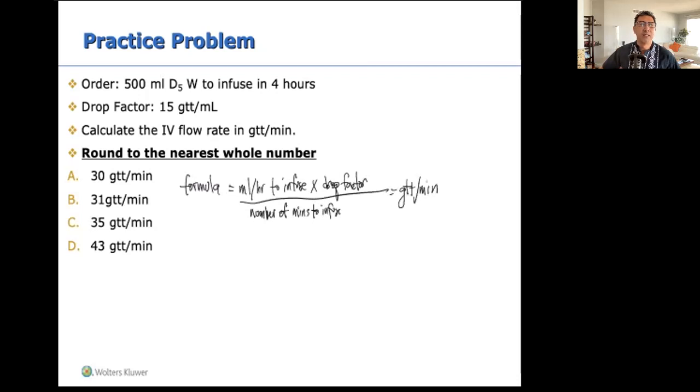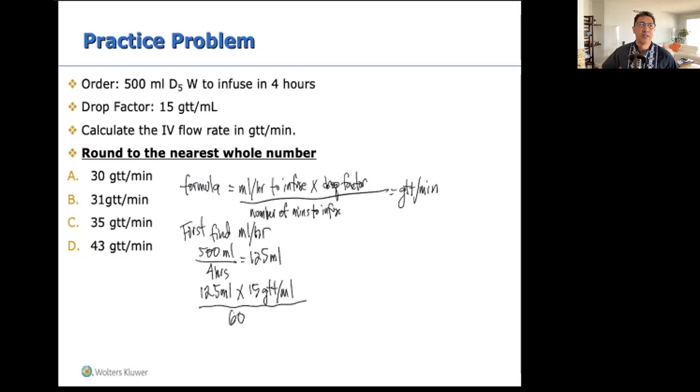Step 1, I need to find out my mLs per hour. I don't know what that is, so I am going to take 500 ml over 4 hours, and that's going to give me 125 mLs. Now that I have that, I can plug it into my formula up top. 125 mLs times the drip factor over 60.